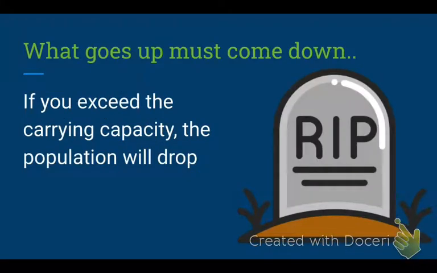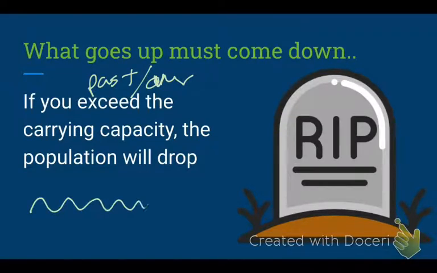So what goes up must come back down. If you exceed, meaning if you go past that carrying capacity, then the population will drop. So if you go over the carrying capacity, then the population will drop back down. That's why the carrying capacity is technically a little bit of a squiggly line. You cannot go higher than the carrying capacity and all of the individuals be able to survive.